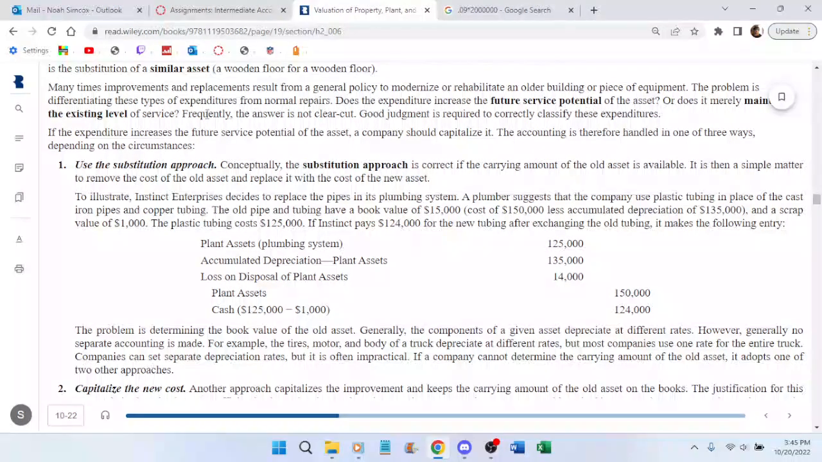They paid $124,000 in cash to receive something that is worth $125,000 because their scrap value was $1,000. Isn't that the reason? I love how the $1,000 isn't even included. Okay. Where's 150? Oh. Accumulated depreciation. So the one weird thing here is how to calculate the loss on disposal of asset.